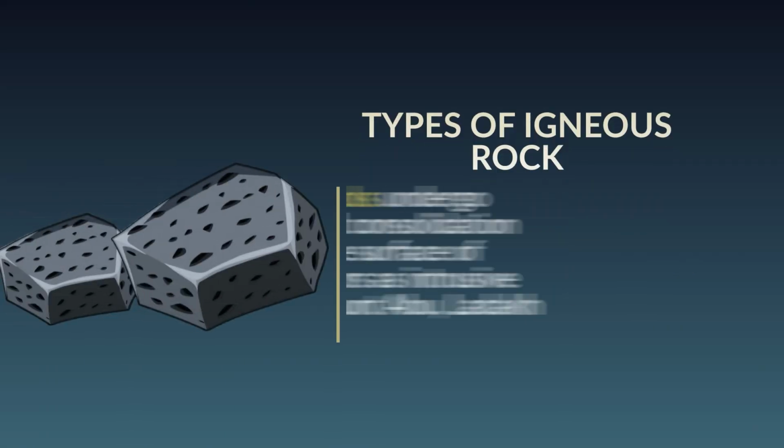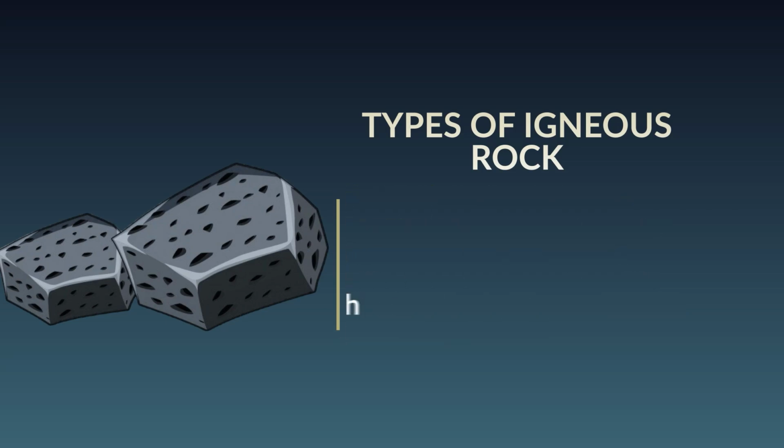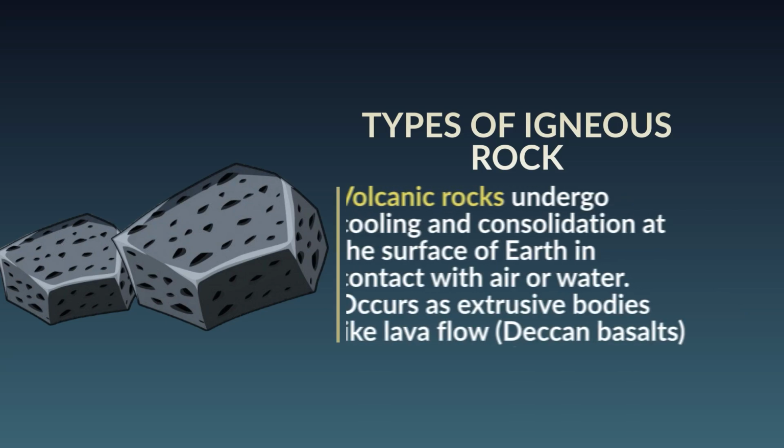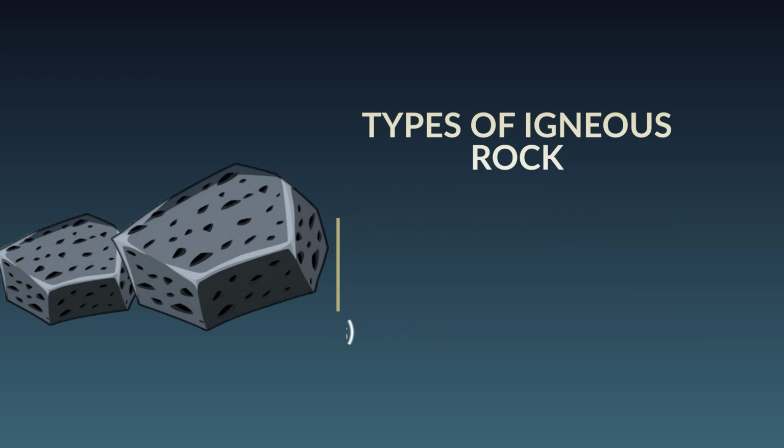And the plutonic rocks, as the term says, undergo cooling and consolidation beneath the surface of the earth and occur as intrusive bodies. For example, Mount Abu and the Ladakh batholith are all plutonic rocks. Volcanic rocks are those which undergo cooling and consolidation at the surface of the earth, and come in contact either with air or water, and they are like lava flows. Examples are the famous Deccan basalts or Malani rhyolites.